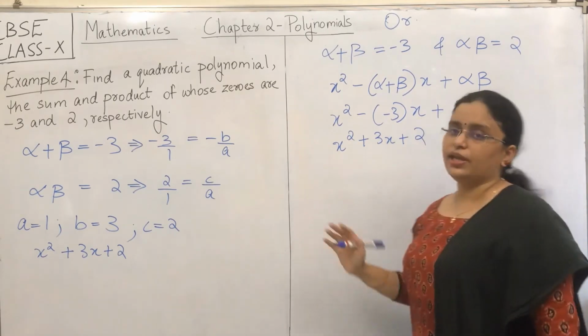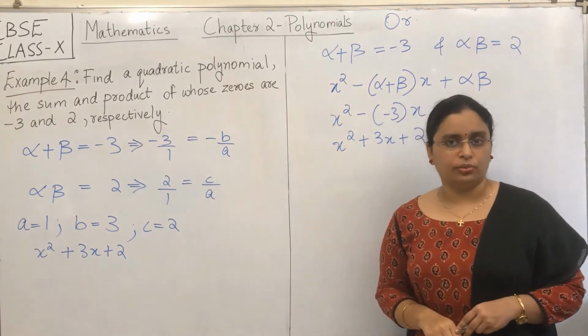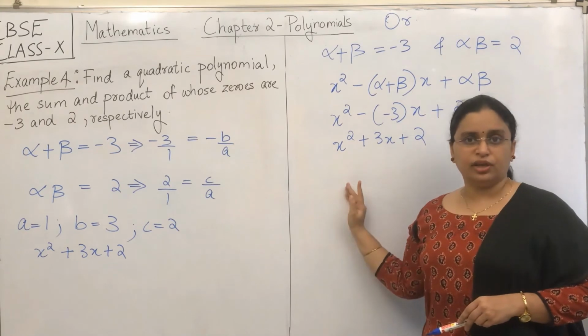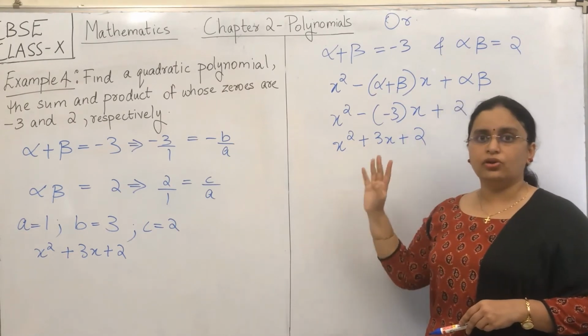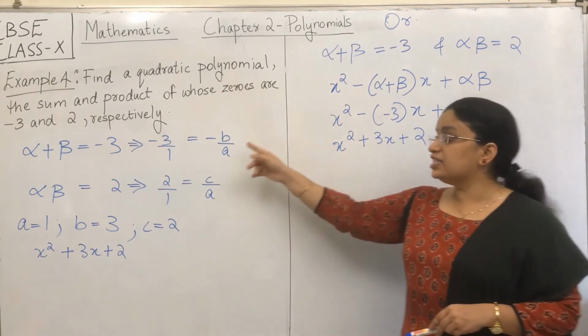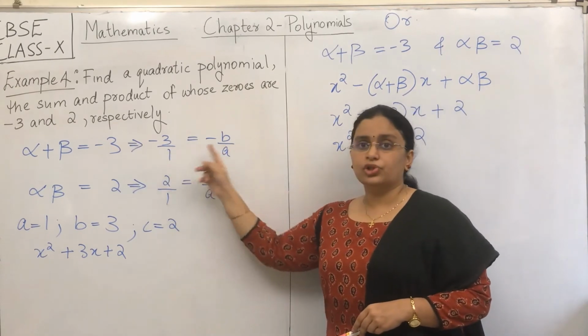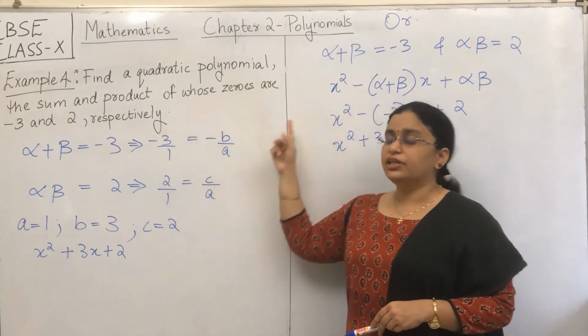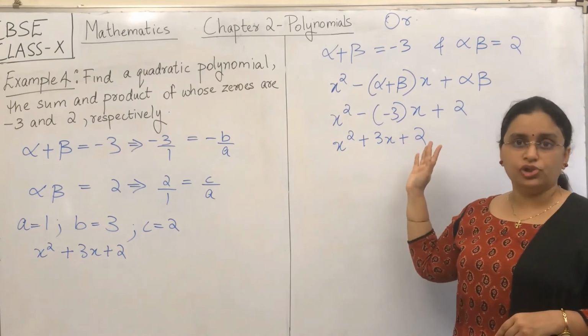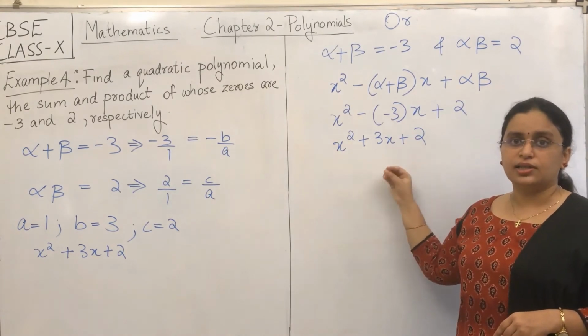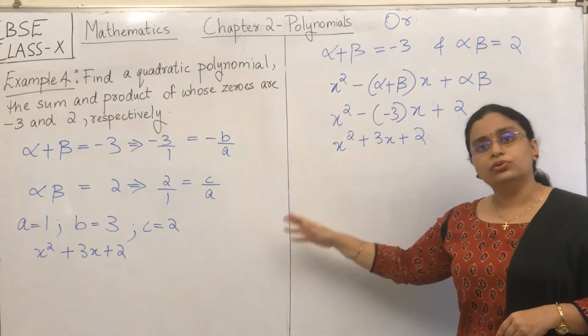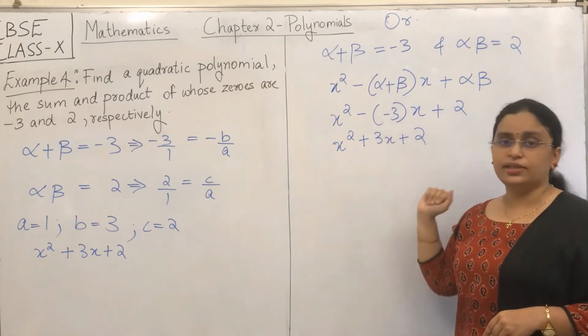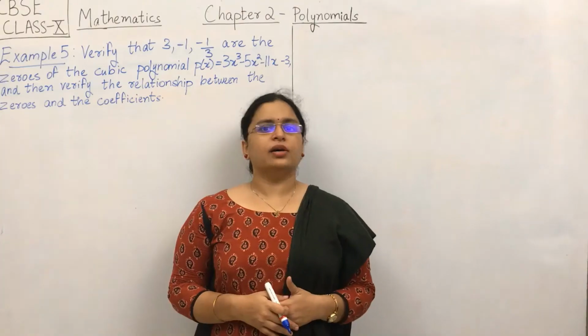So in both ways we can find the quadratic polynomial, but this is the easier way because there will be no confusion over the negative sign. In the first method there can be confusion over the negative sign of b, but here there is no confusion at all, and we can get the correct answer in a simpler way. We can do it both ways, but this is the easier method. Okay. Example 5.